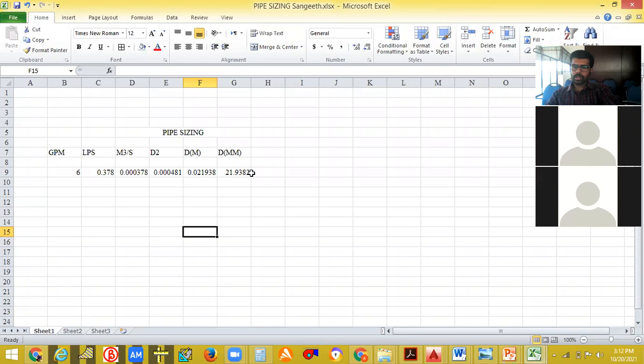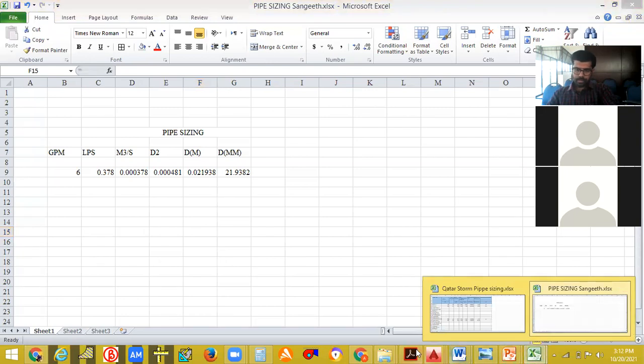Sir, how much velocity have you taken here? 0.8 or 1? 0.8 it seems. Let's try with 0.8. You can take 0.8. It should be less than 1. So I have taken 0.8, it seems. So that is the formula for finding the diameter.